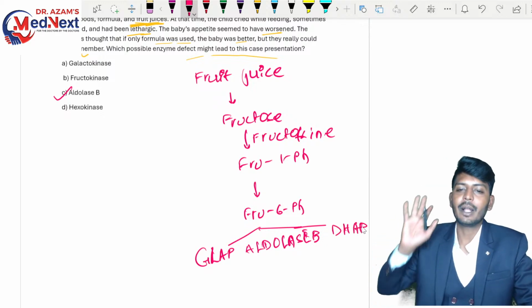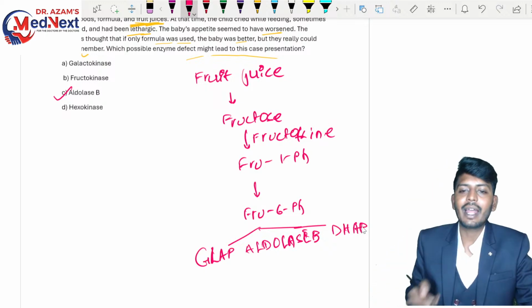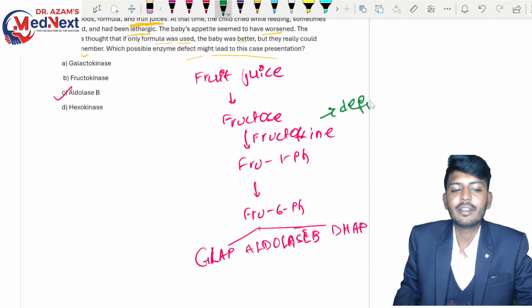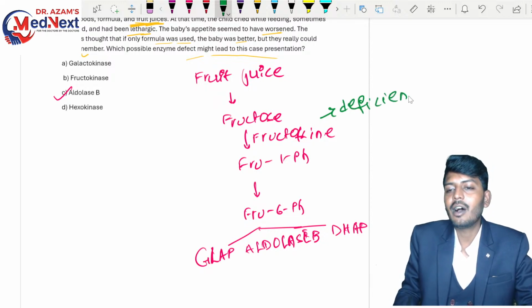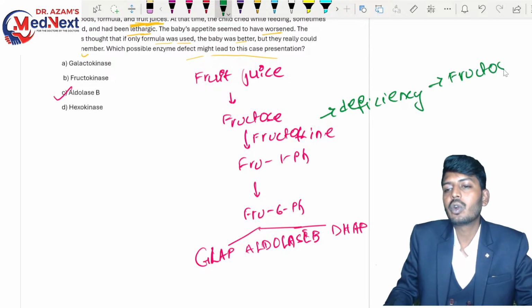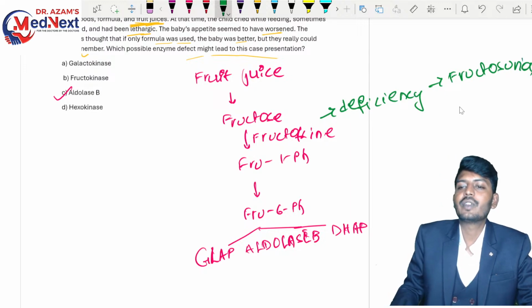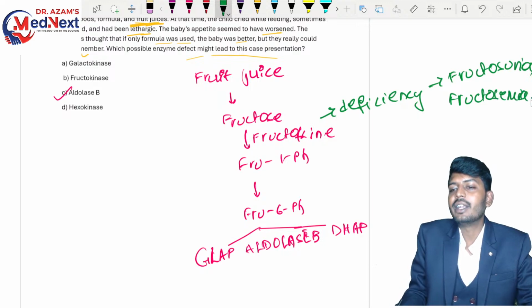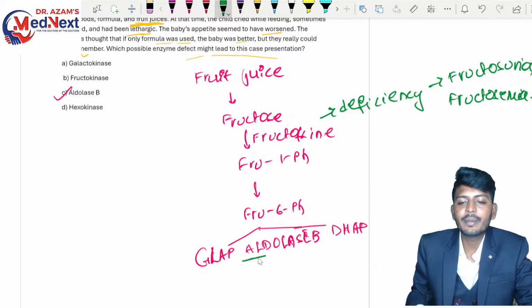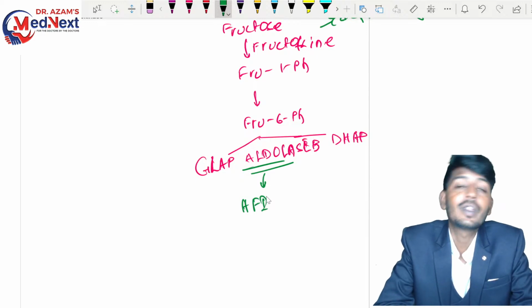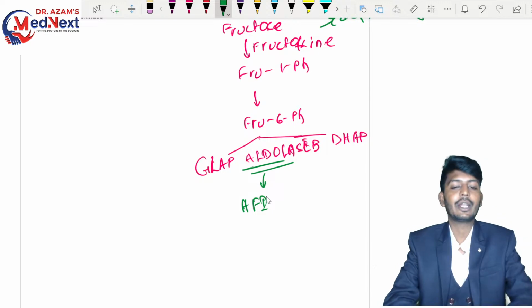That comes in the glycolysis pathway. Now what happens if there is a deficiency of fructokinase? It will lead to fructosuria and fructosemia. It is not a dangerous condition, actually it is a benign condition. But if there is an aldolase B defect, it will lead to something called HFI, hereditary fructose intolerance.